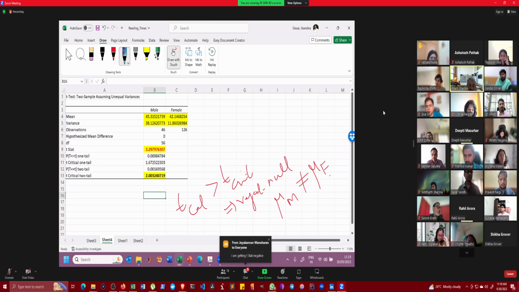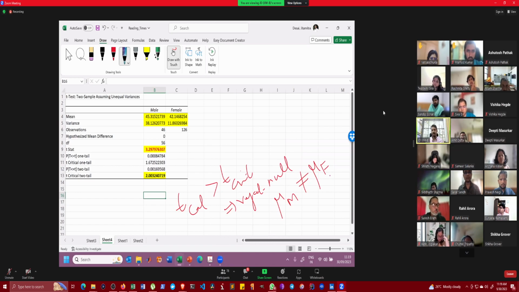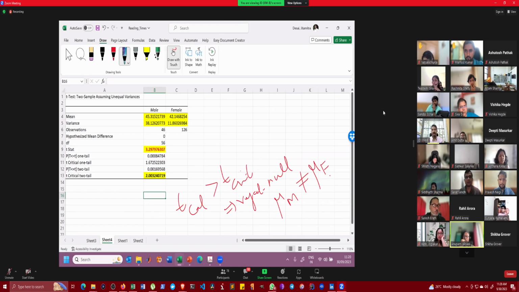So fundamentally, what is changing between the Excel data of unequal variance and equal variance? The number of degrees of freedom. There's a formula there. It's the same thing that I think Tejaswini was asking, right? The number of degrees of freedom is calculated when you do this. What is the number of degrees of freedom? It's n-1, but what is n here? Is it sample size 126 or 46? We don't know. It is n1 plus n2 minus 1.